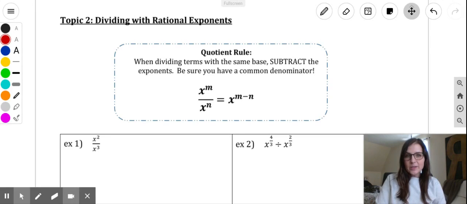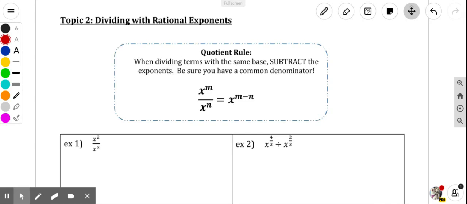Hello, next up is dividing with rational exponents. So there is one type of dividing that we'll do. We actually already learned about it earlier in the year. Remember when you divide with exponents, you subtract them? That's basically what this is, just with fractions. All right, here we go.